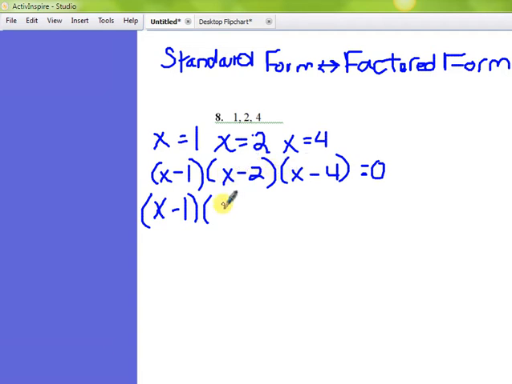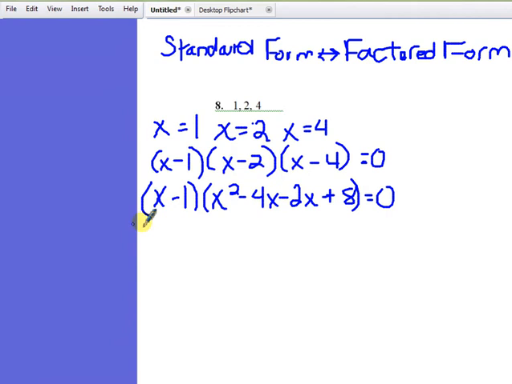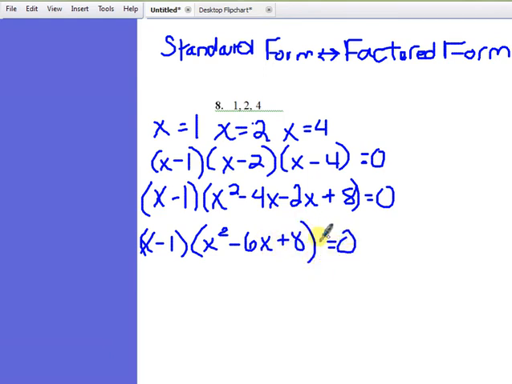So x times x is x squared. x times minus 4 is minus 4x. And I'm going to move to the 2 and distribute it. 2 times x is 2x. And 2 times negative 4 is negative 8. Still equals 0. Alright, now I can go ahead and clean this up a little bit. Because those two middle terms are like terms, I can change that to x squared minus 2x minus 8 equals 0.